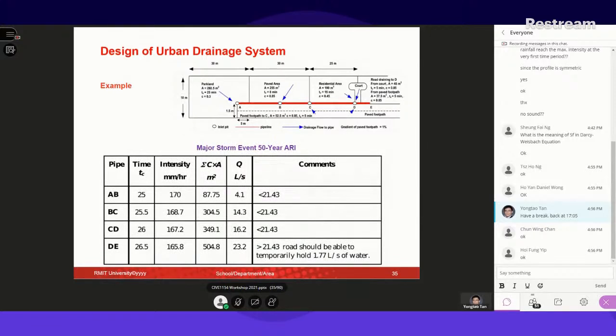So how about the major storm? Similarly, we can calculate the major storm event for 50 years. You can see it here.